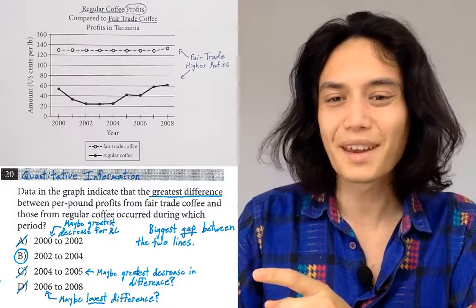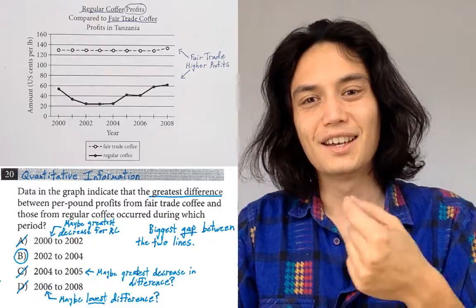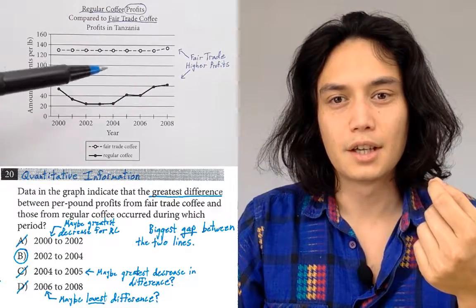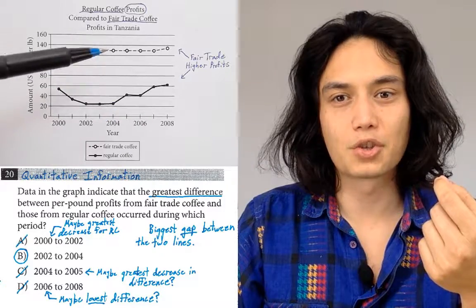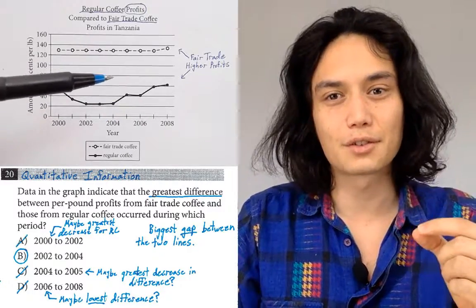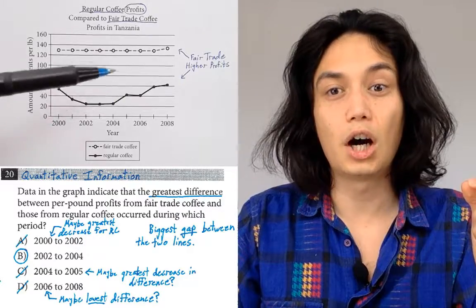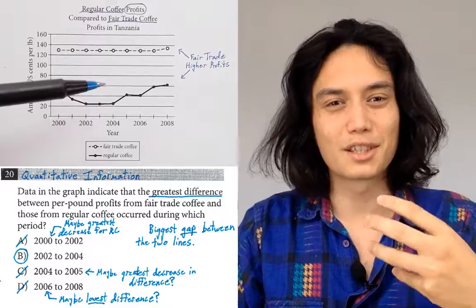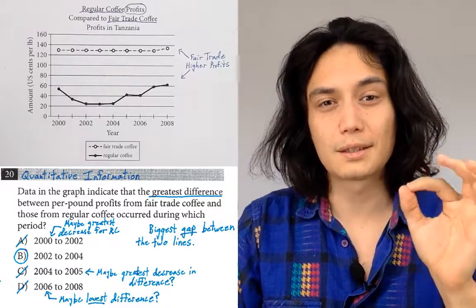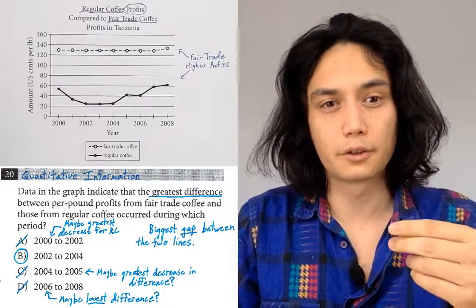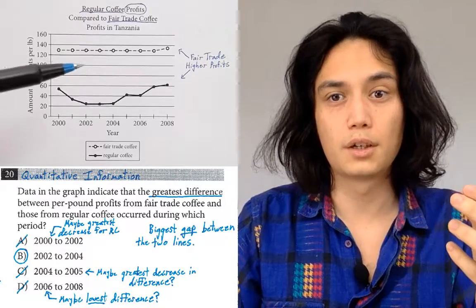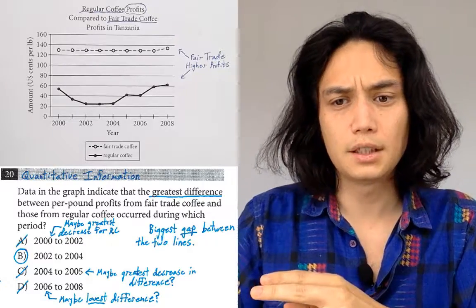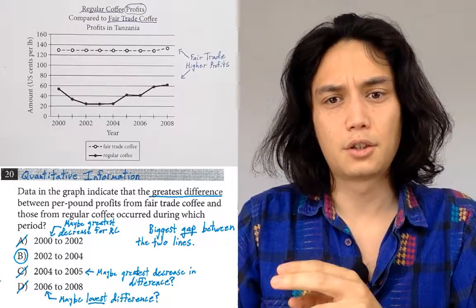So that's right. Maybe you also thought that this period right here is the period during which there was the greatest decrease in the difference, right? This is when regular coffee caught up the most compared to fair trade coffee. So that I think is another reasonable mistake. Although again, it is a mistake because we're not looking for a decrease in difference. We're looking for just a difference. What is the gap between these two? When is it biggest? All right, answer choice D, from 2006 to 2008.